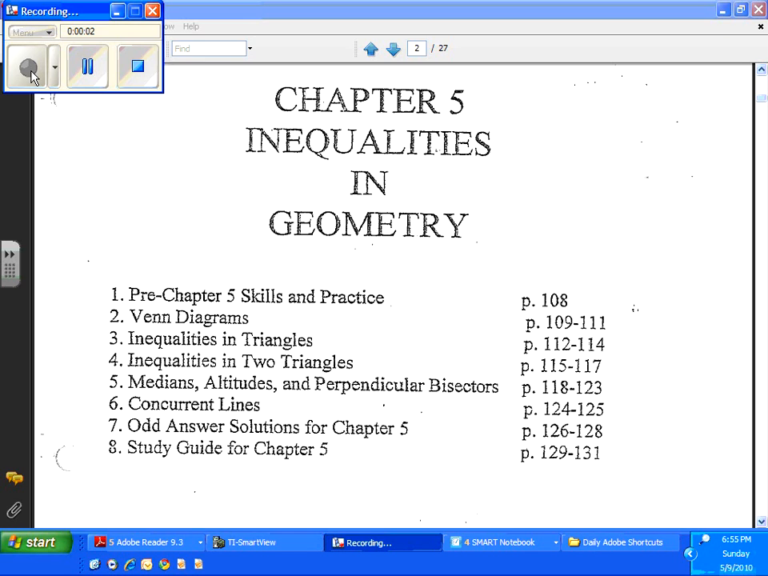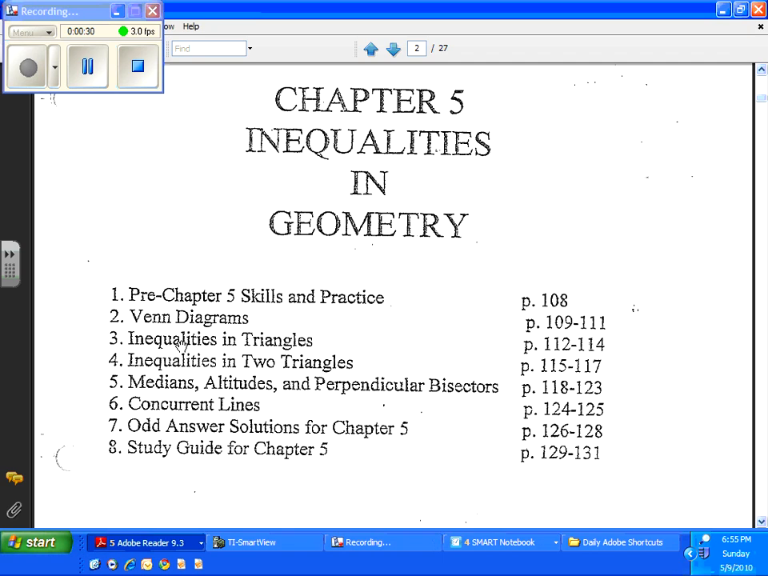Chapter 5 is Inequalities in Geometry. We will begin, as we do sometimes, with some pre-chapter skills in practice. Some pre-chapter skills in practice is looking at pie graphs, bar graphs, and Venn diagrams. The first section of actual lesson there, Unit 5.2, which we really call Unit 5.1, second on the list of Chapter 5 stuff here, is Venn diagrams, which we're going to take a little bit of a look at in the pre-chapter skills and practice.